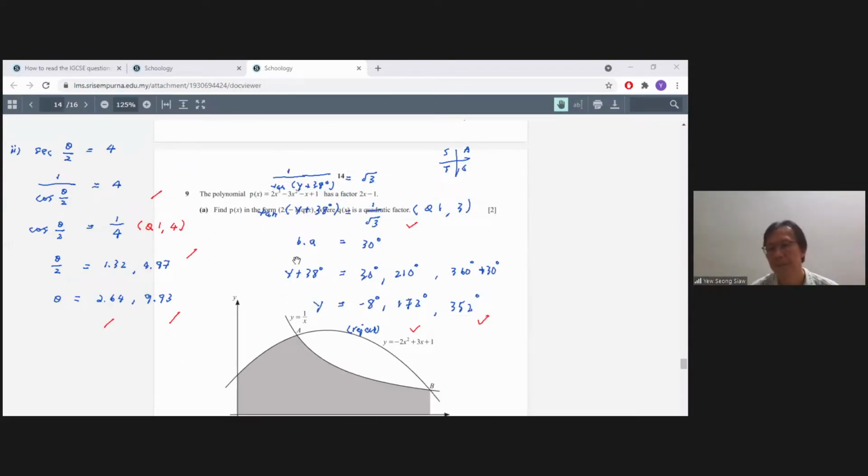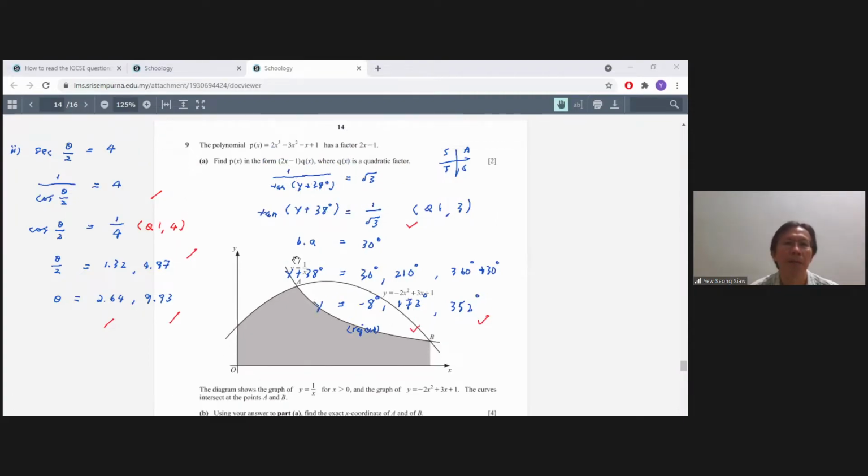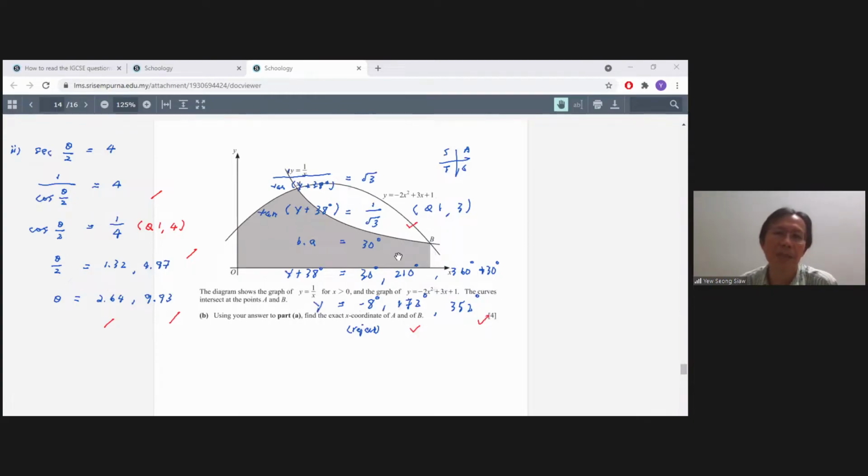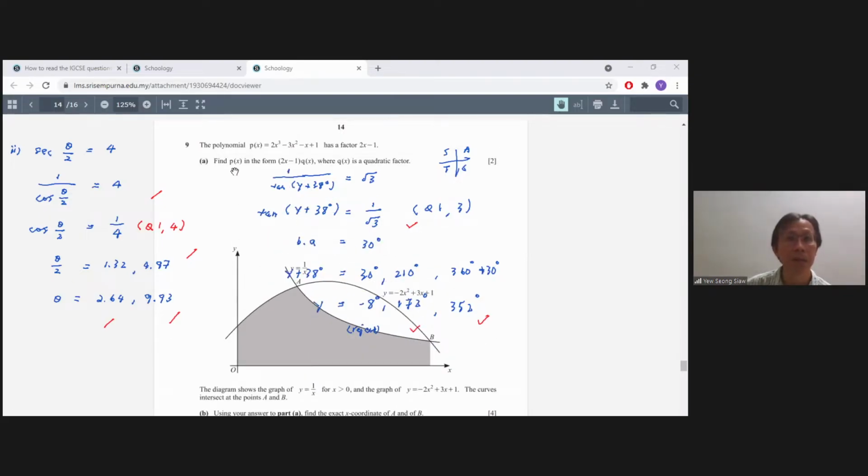Number 9, there is a diagram there. You see the diagram, you know the topic. What topic? Kairon, what topic is this one?